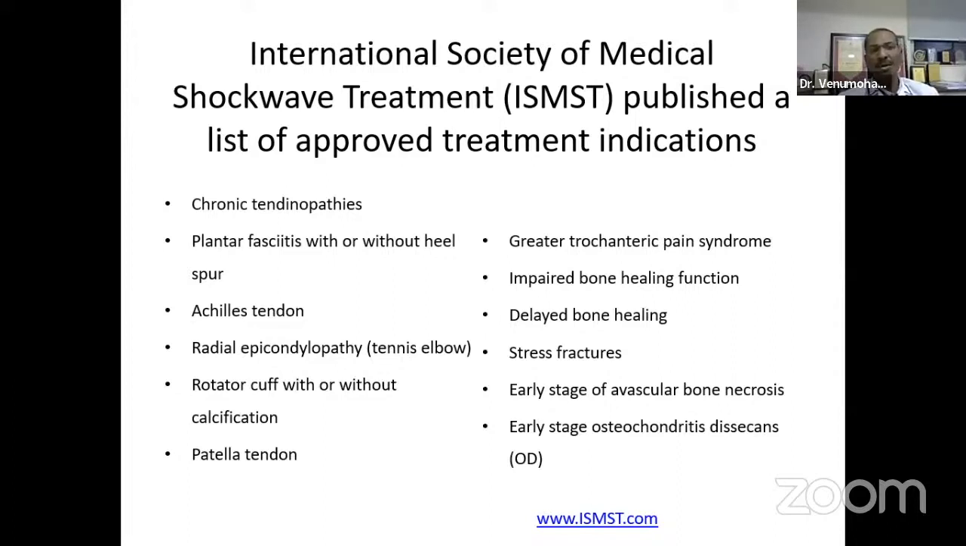Whereas it is also known for Achilles tendinitis, tennis elbow, rotator cuff injuries, and especially where there is a calcification in the rotator cuff tendons. Then we have the patellar tendinopathies. Then trochanteric pain syndromes, bone healing, stress fractures, avascular necrosis, and also osteochondritis dissecans.